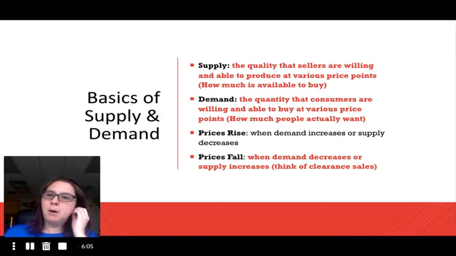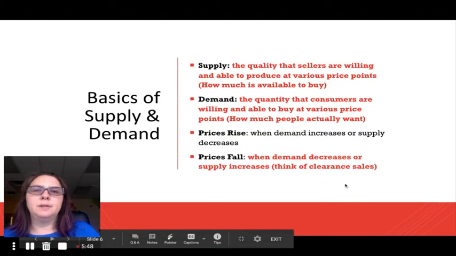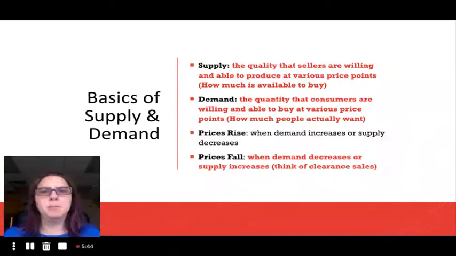Okay, the next part we're going to go over is the basics of supply and demand. Vocabulary here: supply and demand. Supply is the quantity that sellers are willing and able to produce at various price points. I'll fix that; it should be quantity, not quality. What it means is how much is available to buy at a certain price.